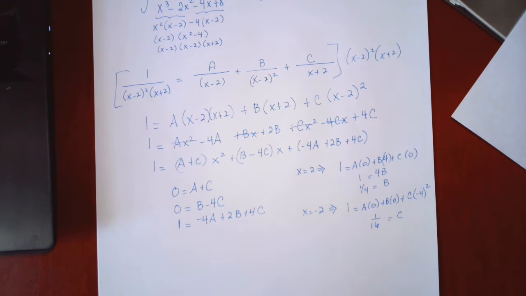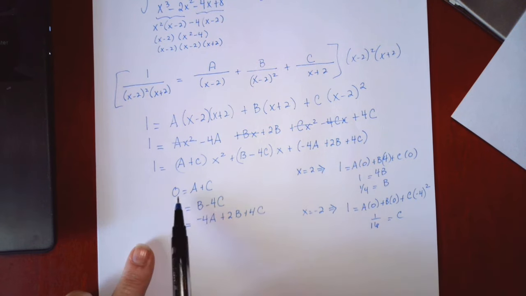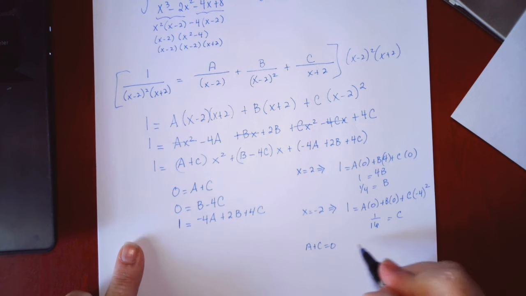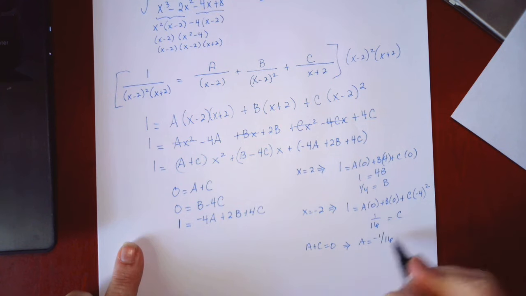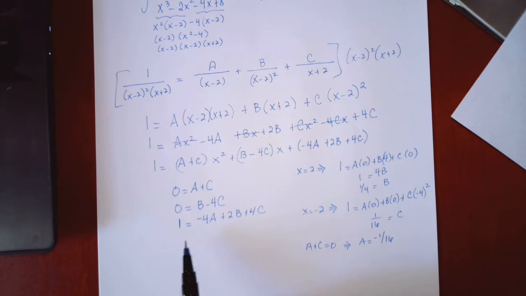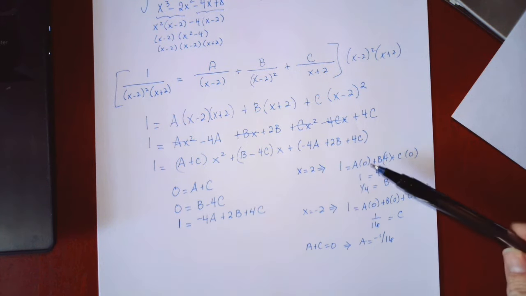And the only term that I don't know is a. But I know that a plus c equals 0, so if c is 1/16, then a would be negative 1/16. So it's still quicker than just solving this by brute force probably, but it's kind of a combination of using the equating the coefficients equations and the quote smart choices of x.